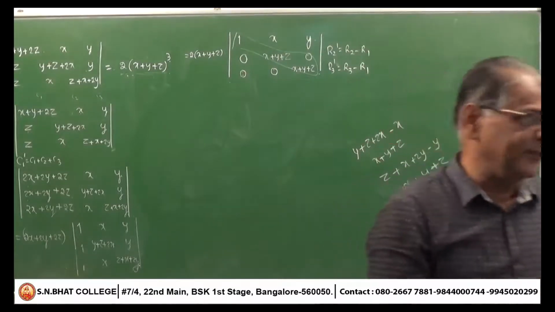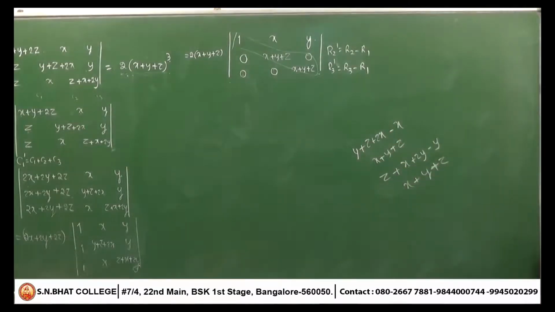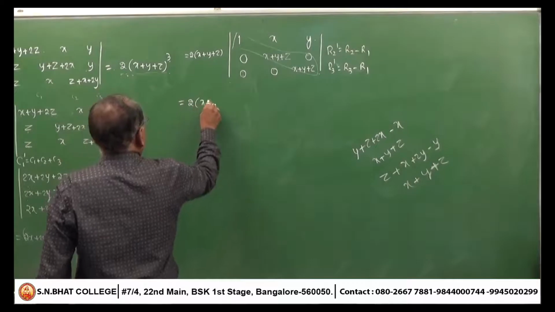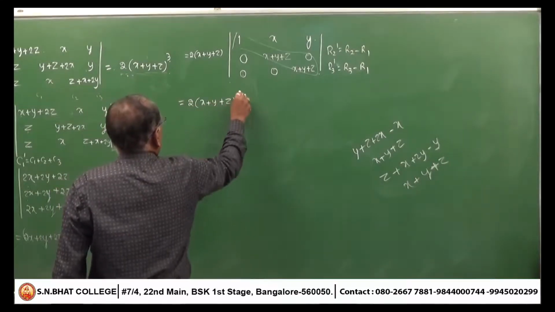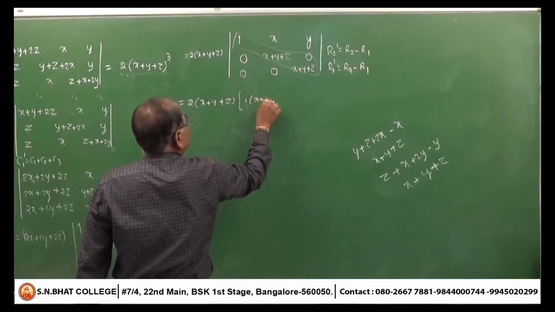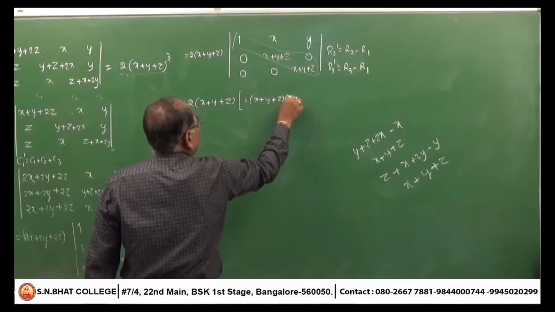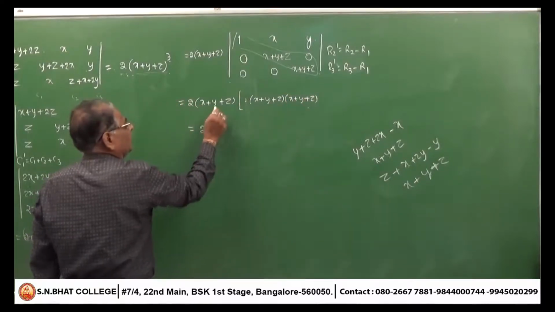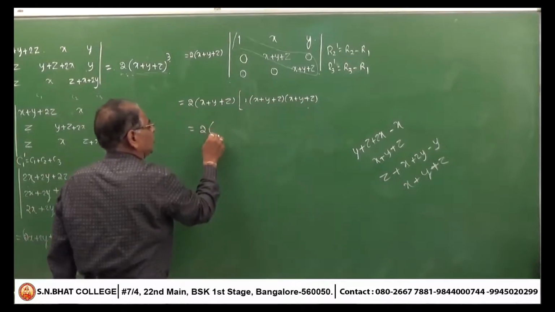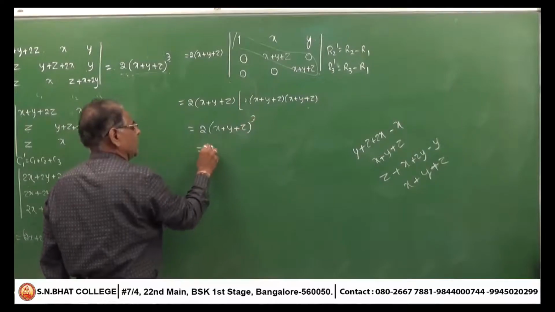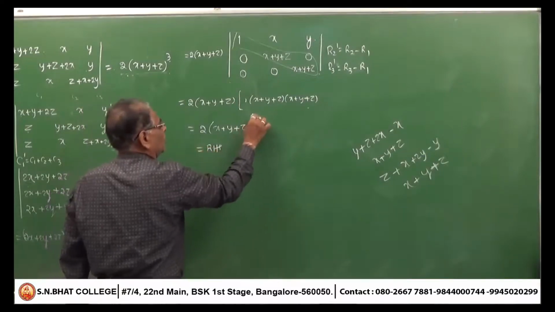Then the value of the determinant will be equal to the product of the elements in the principal diagonal. This is 2 into (x plus y plus z) into 1 into (x plus y plus z) into (x plus y plus z). This is 2 into (x plus y plus z) whole cube. RHS.